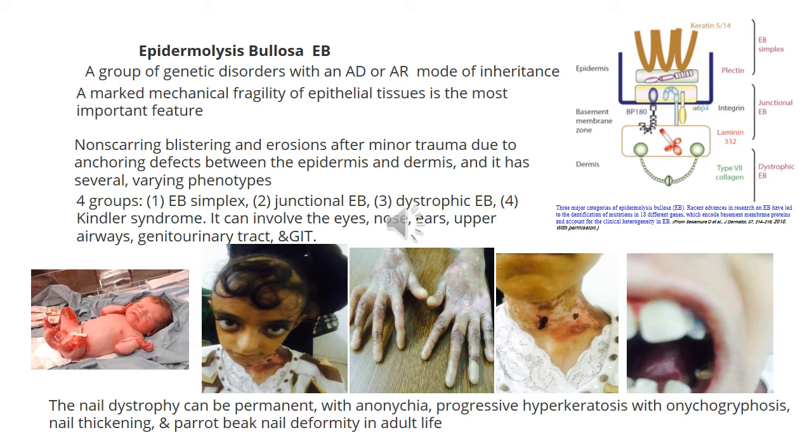So this is the real patient. I saw her previously. This girl has hair fall, and the skin, nail, and mucous membrane are affected, but fortunately she is still alive. So the GIT, especially the esophagus, is affected. The nail dystrophy can be permanent with anonychia, progressive hyperkeratosis with onychogryphosis, nail thickening, and parrot-beak nail deformity in adult life.